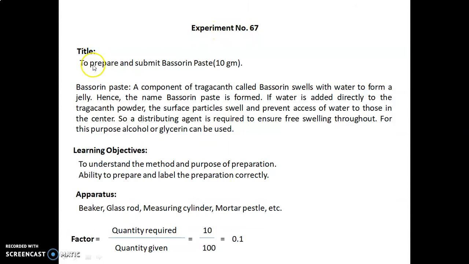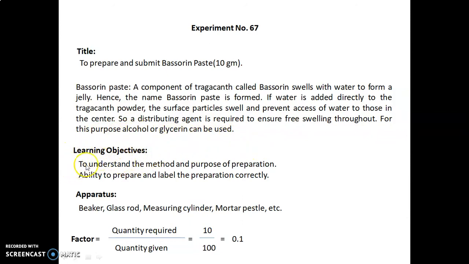Experiment number 67. The title of this experiment is to prepare and submit Basorin paste, 10 gram. A component of tragacanth called Basorin swells with water to form a jelly, hence the name Basorin paste. If water is added directly to the tragacanth powder, the surface particles swell and prevent access of water to those in the center. So a distributing agent is required to ensure free swelling throughout. For this purpose, alcohol or glycerin can be used.